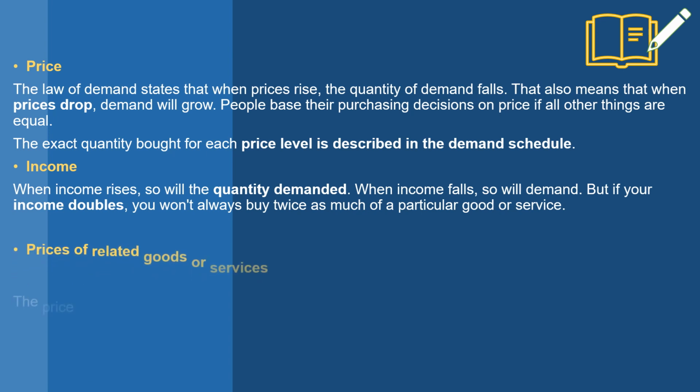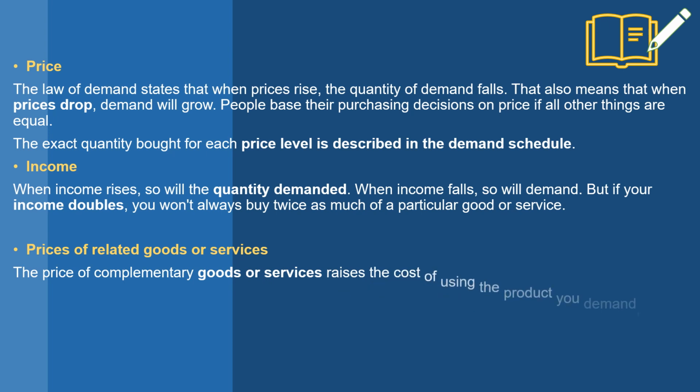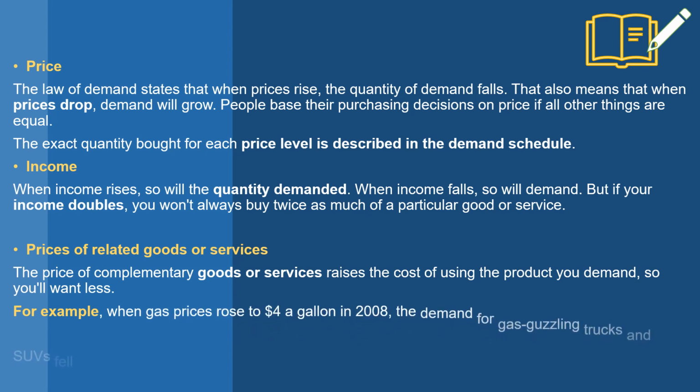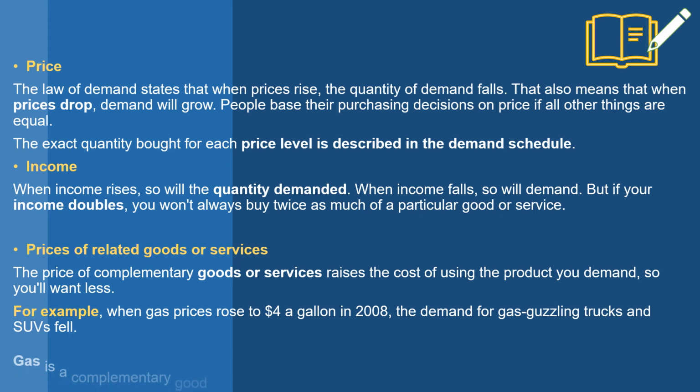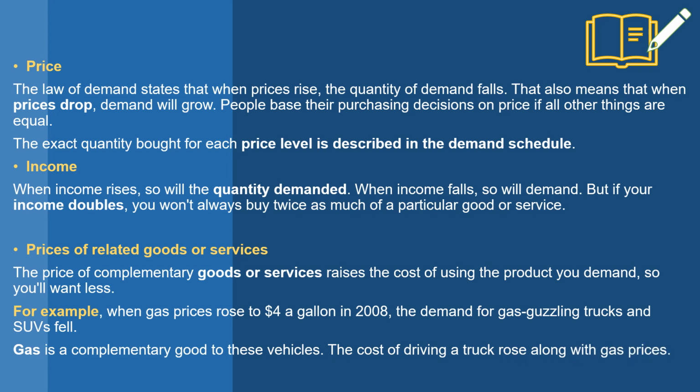Price of related goods and services. The price of complementary goods or services raises the cost of using the product you demand, so you'll want less. For example, when gas prices rose to $4 a gallon in 2008, the demand for gas-guzzling trucks and SUVs fell. Gas is a complementary good to these vehicles. The cost of driving a truck rose along with gas prices.